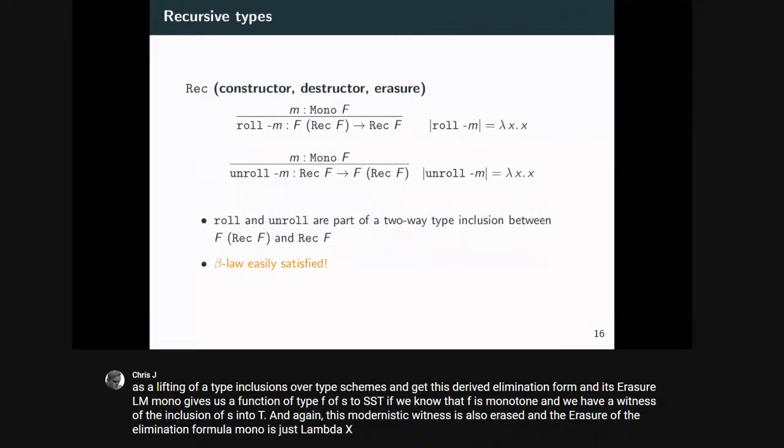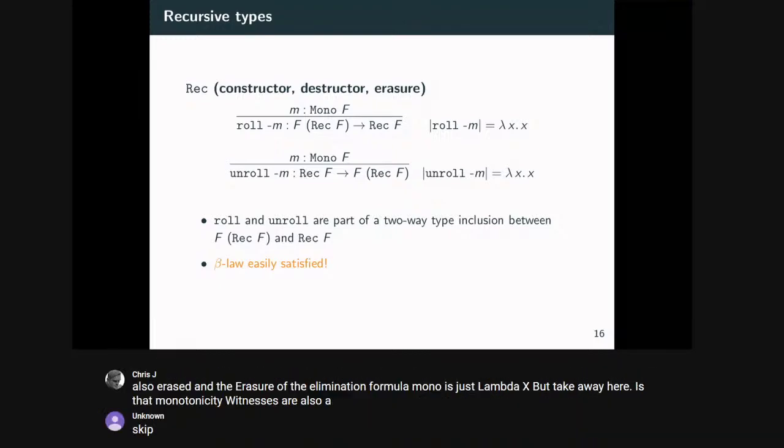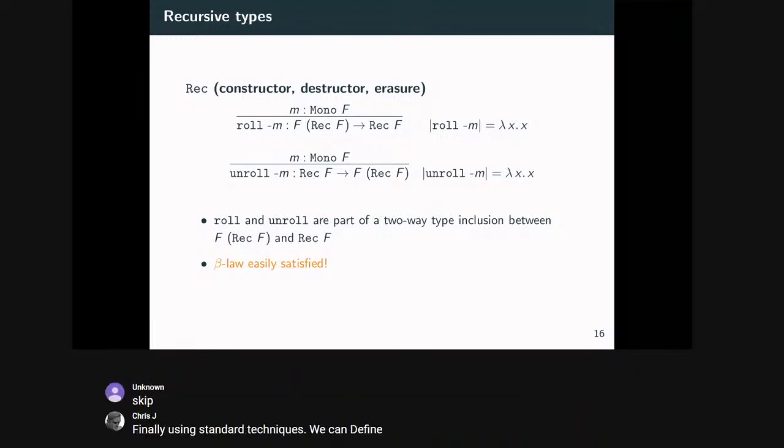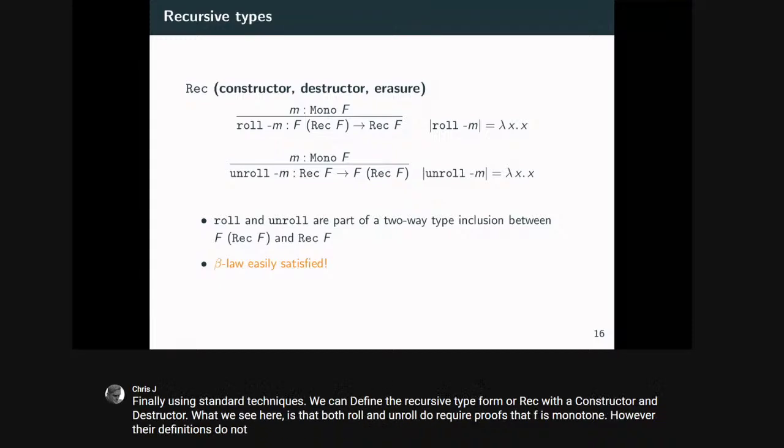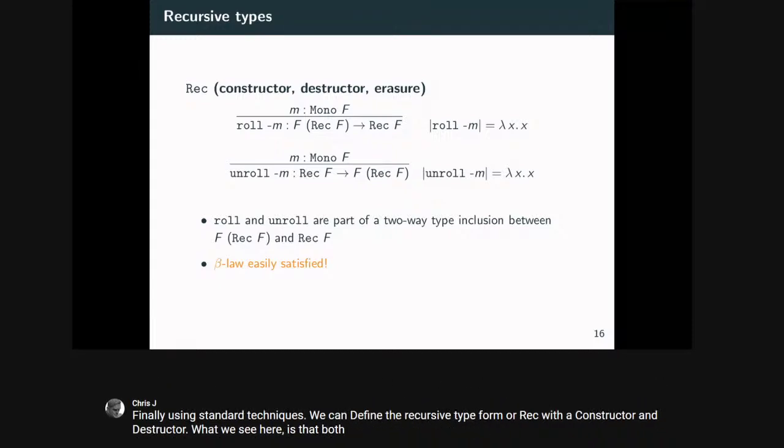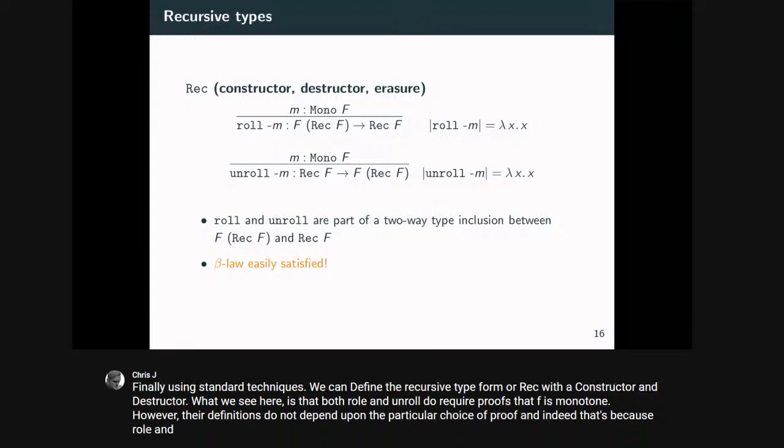Finally, using standard techniques, we can define the recursive type form, Rec, with a constructor and destructor. What we see here is that both roll and unroll do require proofs that F is monotone. However, their definitions do not depend upon the particular choice of proof. And indeed, that's because roll and unroll witness a two-way type inclusion between the types F of Rec F and Rec F. They both erase away to the identity function, and as a consequence, the beta law is trivially satisfied because the statement is a composition of identity functions, which operates extensionally like the identity function.